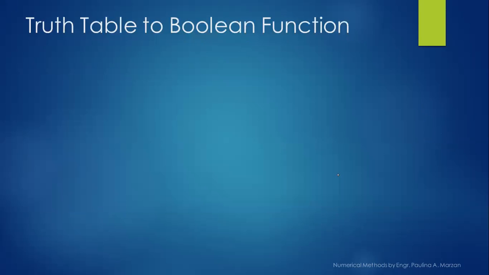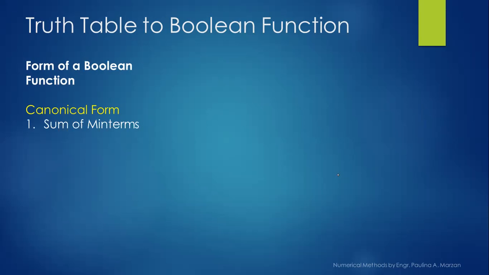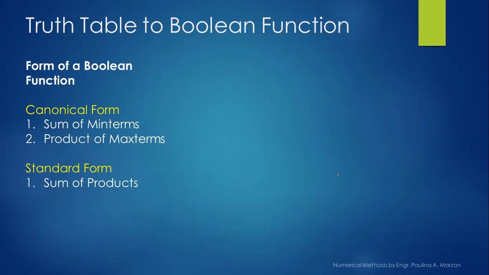So for a truth table to a Boolean function implementation, first we need to know these forms of a Boolean function. We have a canonical form of a Boolean function. And there are two types of this form, particularly the sum of min terms and the product of max terms. And the other form is actually the standard form of a Boolean function. And there are two types of this, particularly the sum of products and the product of sums.